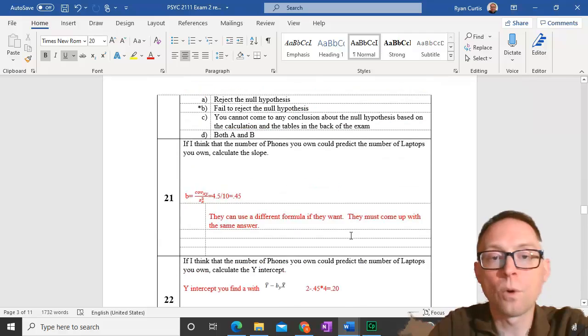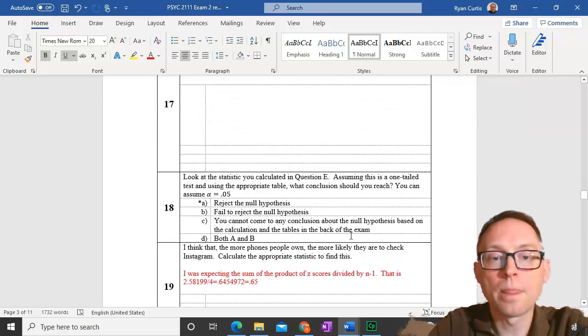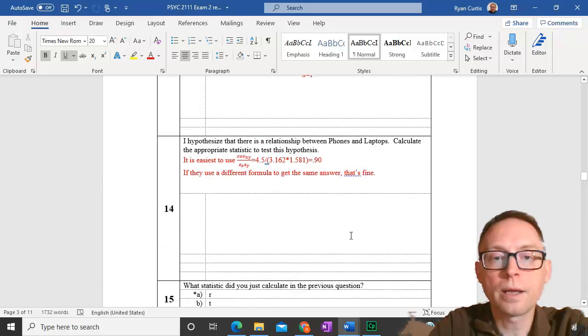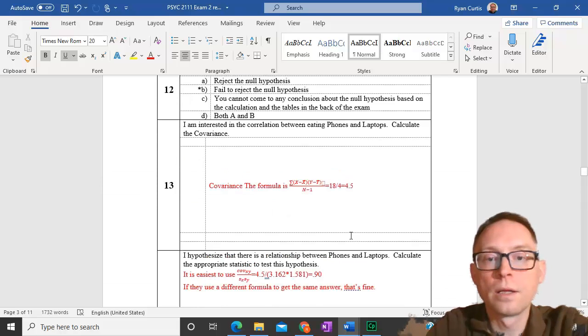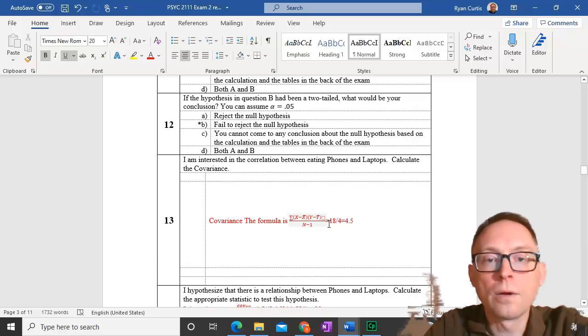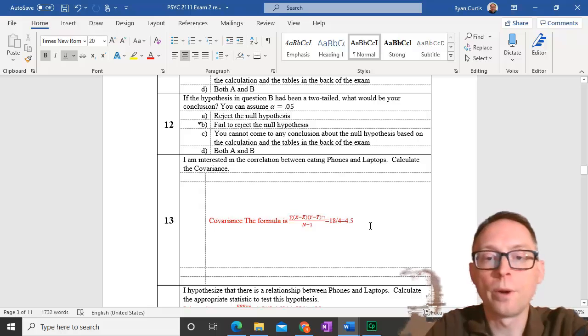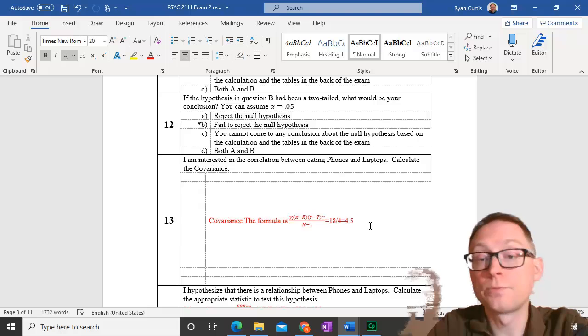And when we look up here at my calculations, 18 divided by 4 is 4.5. So the covariance of phones and laptops is 4.5.